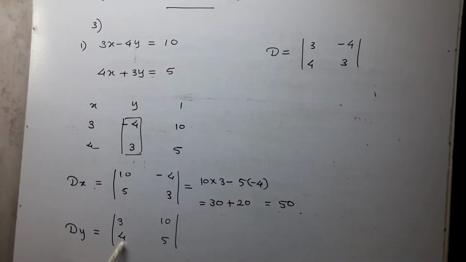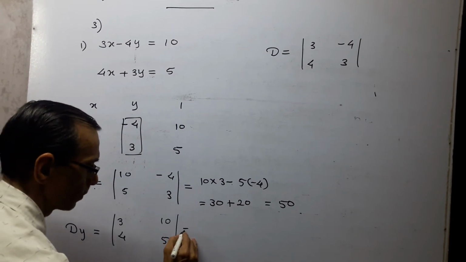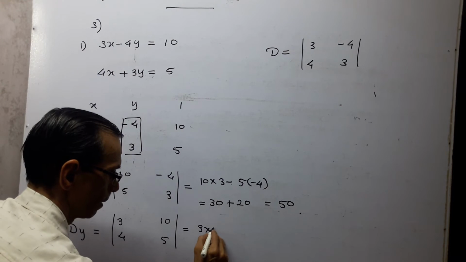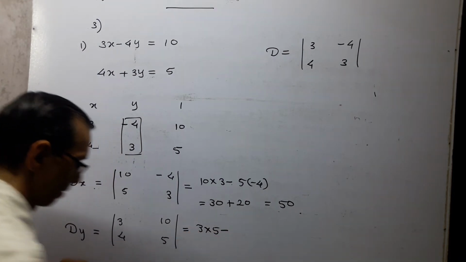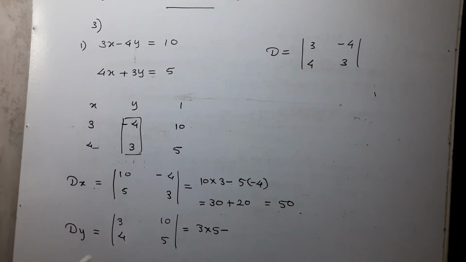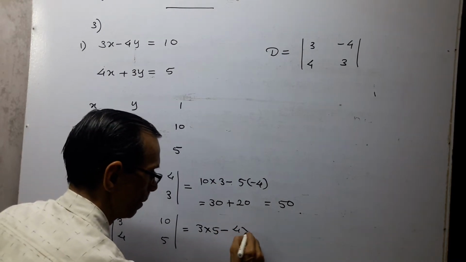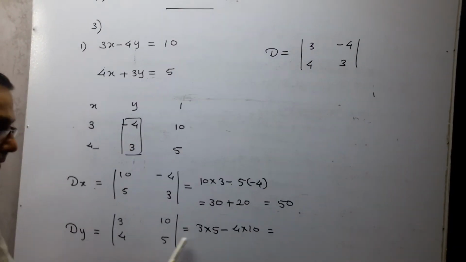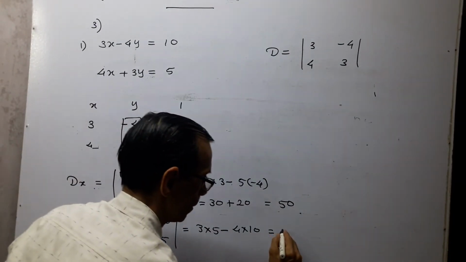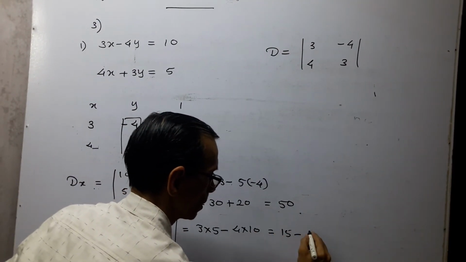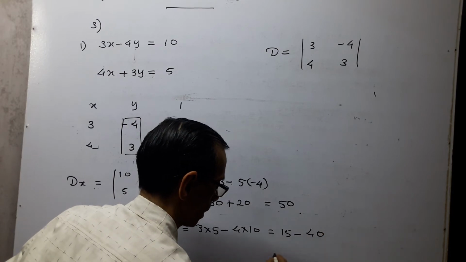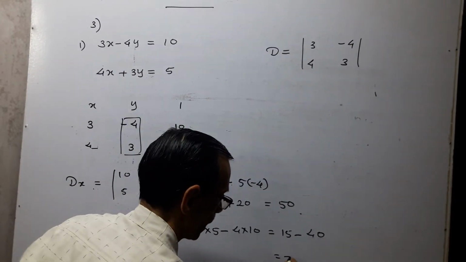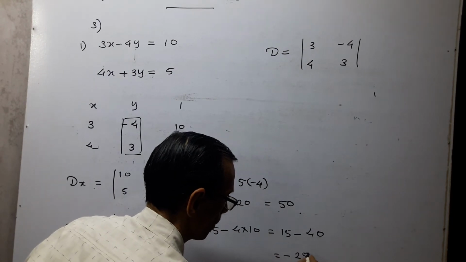Similarly, we are going to find dy. Once again, we will take the product this way. 3 into 5 minus 4 into 10, and that equals 3 5s are 15 minus 10 4s are 40, and that equals 15 minus 40, which is minus 25.